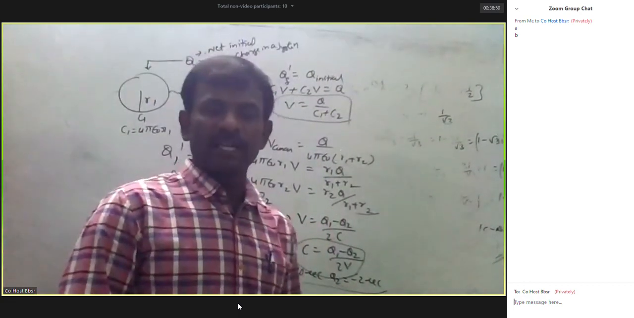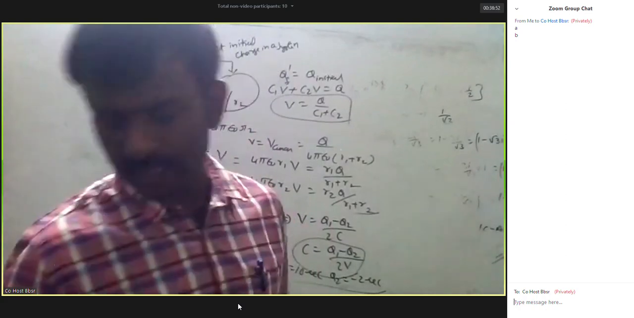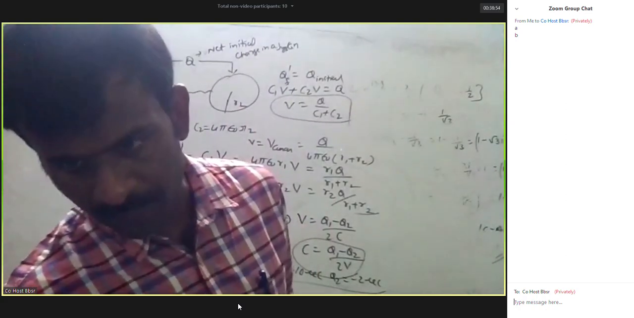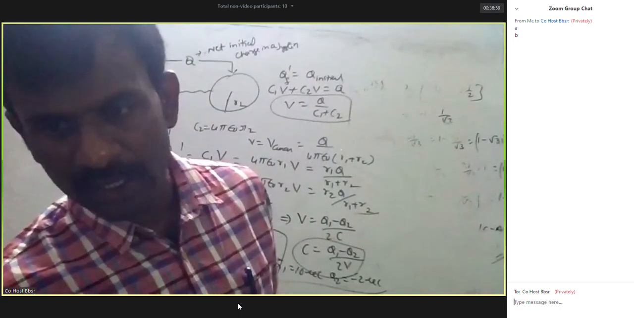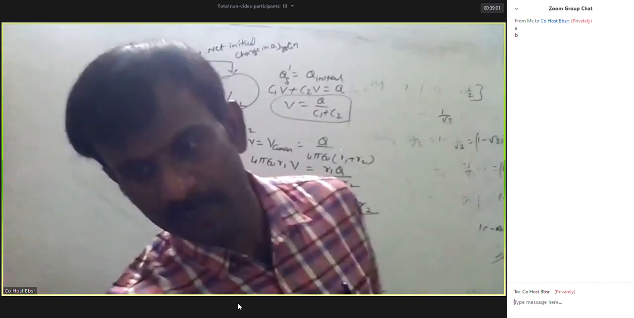If it continues to be connected to the battery, the electric field stays the same. If it is disconnected from the battery, the electric field decreases. That is the point. Okay.